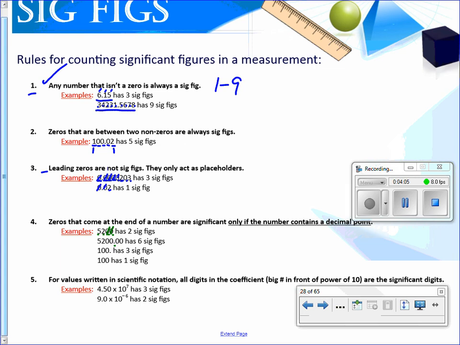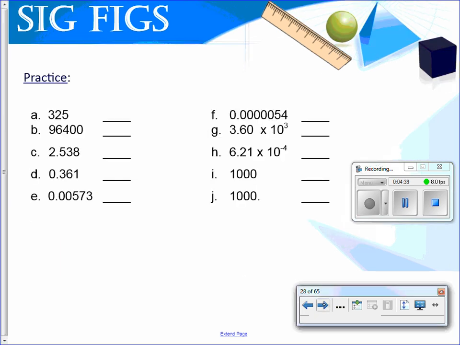This one has a decimal, so we do need to count these. So this has 1, 2, 3, 4, 5, 6. This one here has a decimal, so we need to count these. It would be 3. This one has no decimal, merely placeholding, so there's only 1 significant figure. And then for values written in scientific notation, all digits in the coefficient are significant. So this is scientific notation here, so all 3 of those are significant, and all 2 of those would be significant.